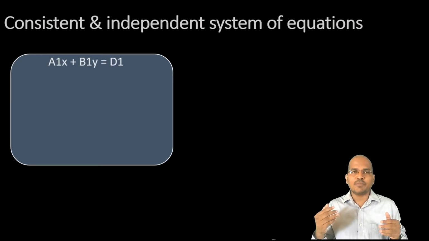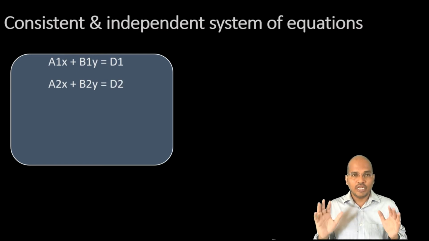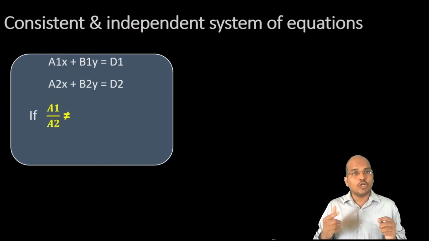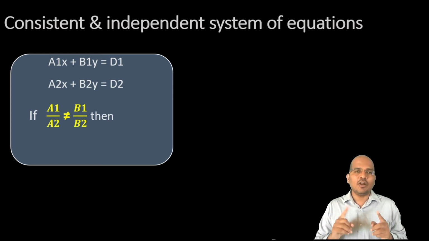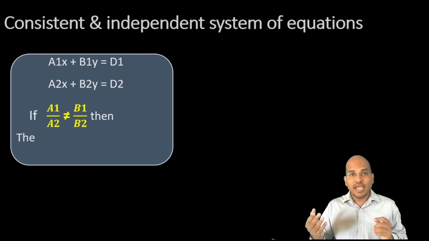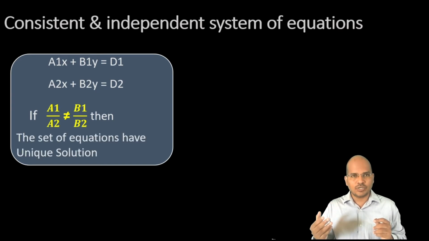I have a1x plus b1y is d1 and a2x plus b2y is d2. Now I say that these set of equations are consistent and independent by checking the ratio of the coefficients. Like I take a1 upon a2, I take b1 upon b2 and I compare them. If they are not equal, then I say that they are independent set of equations and they have a unique solution.